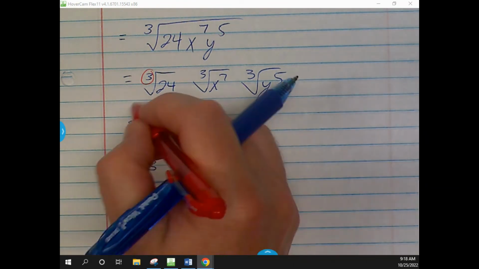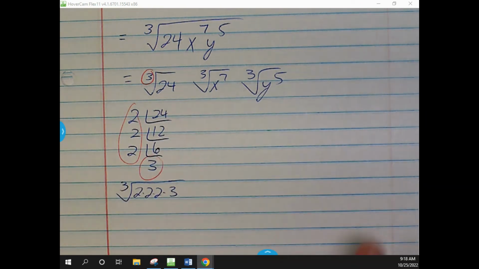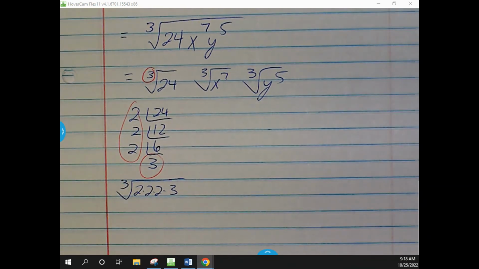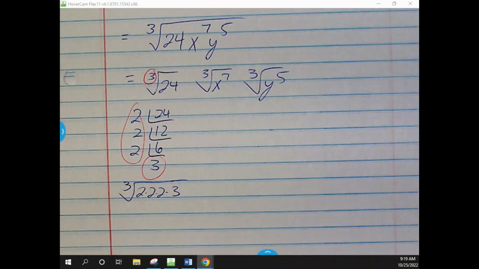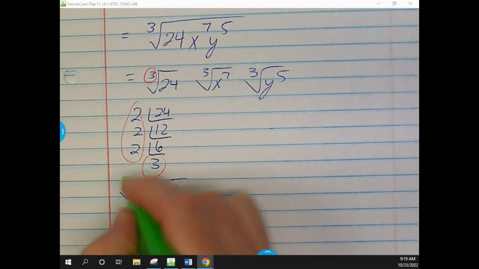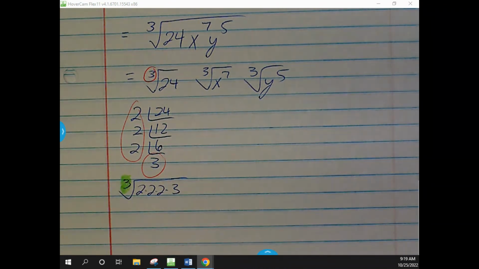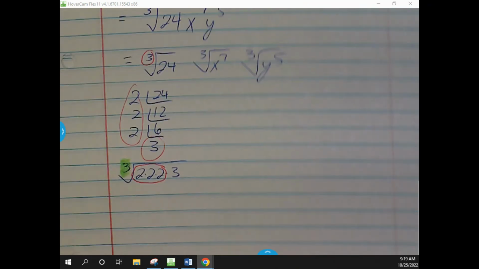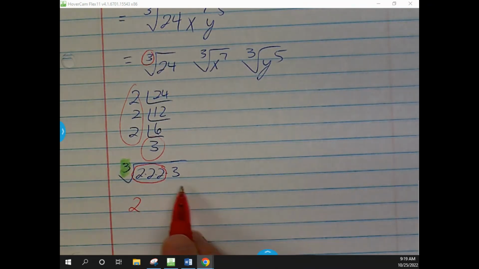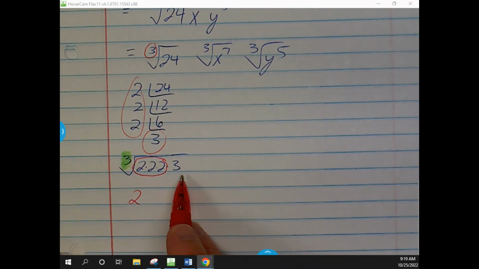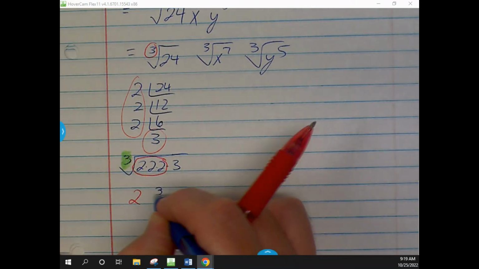So if we stack all these numbers we've got here, down here. All right, again, that seems to be the overriding question that we keep coming back to: how do you know what you're looking for? It is the index. Whatever the index is tells you how many of a kind you're looking for. So if the index is 3, you're looking for groups of 3. And there's our group of 3 right here. We've got three 2s, so we know that 2 will come out. This 3 doesn't have any other 3s to go with it, so it's going to stay stuck on the inside.